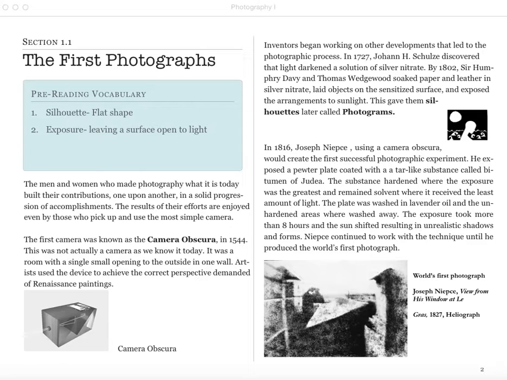Niepce continued to work with the technique until he produced the world's first photograph. The picture at the bottom of the page is the world's first photograph, created by Joseph Niepce, titled View from His Window at Le Gras. It was taken in 1872.